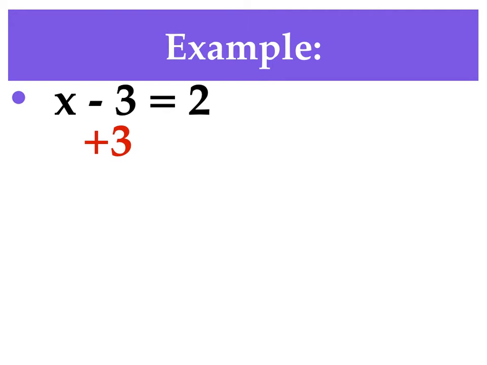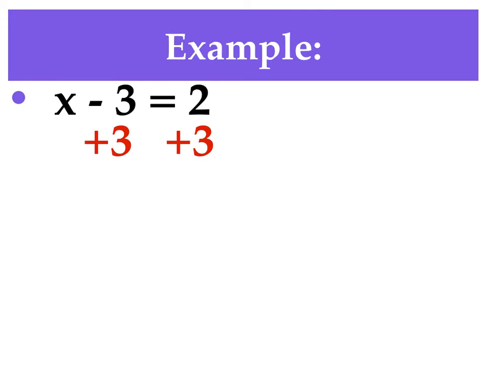And when we're solving an equation, we want both sides to remain equal or to remain the same. So whatever we do to one side of the equation, we have to do to the other side as well. So if I add 3 to the left of the equal sign, I have to also add 3 to the right of the equal sign to keep an equal balance, or to keep the equation equal.